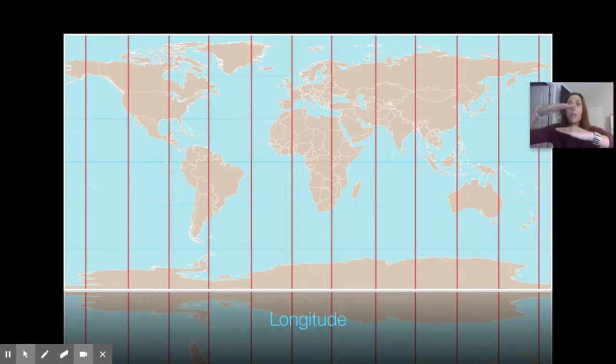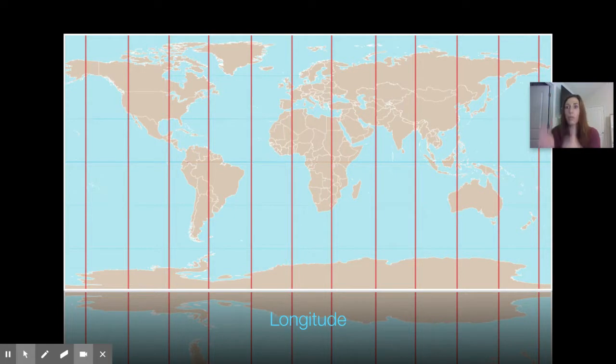So their latitude lines are like rungs on a ladder. And remember, the lines go this way, but they're measuring north and south of, pretend this is the equator, okay? So latitude lines are like rungs on a ladder, and they measure north and south of the equator. Longitude lines, on the other hand, are long. Imagine that this is the prime meridian, and they measure east and west of the prime meridian.